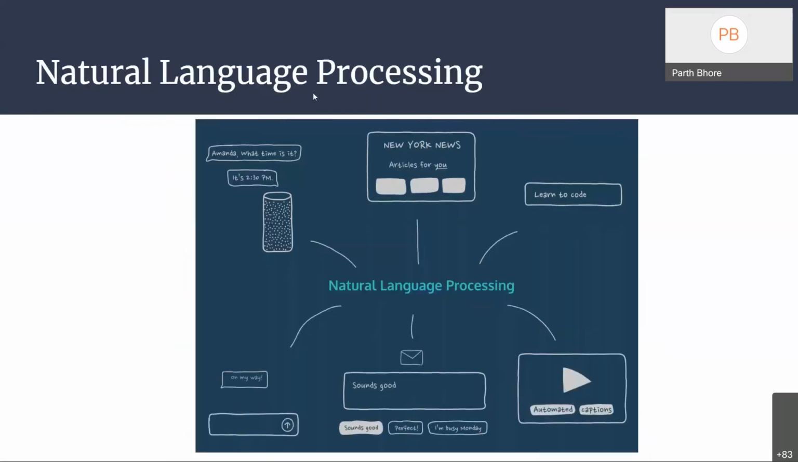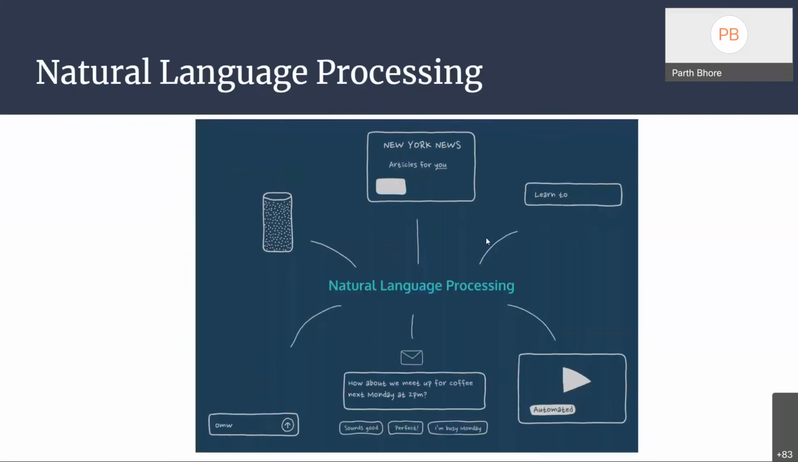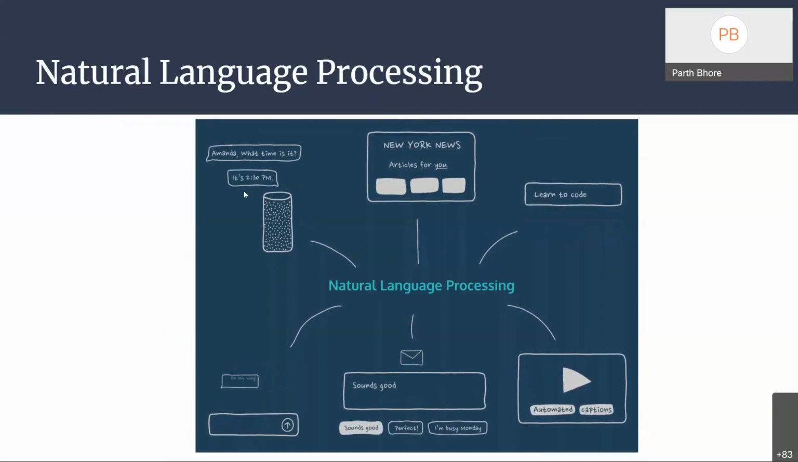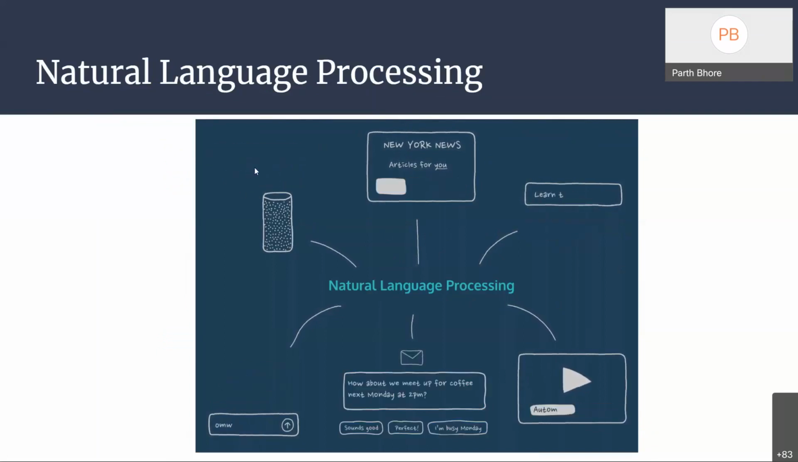Now I will show you one animation. This is an NLP ecosystem. There are different types of NLP algorithms at work. First, at the top left, a person is talking to a smart AI device. It looks like Alexa or Google Home.